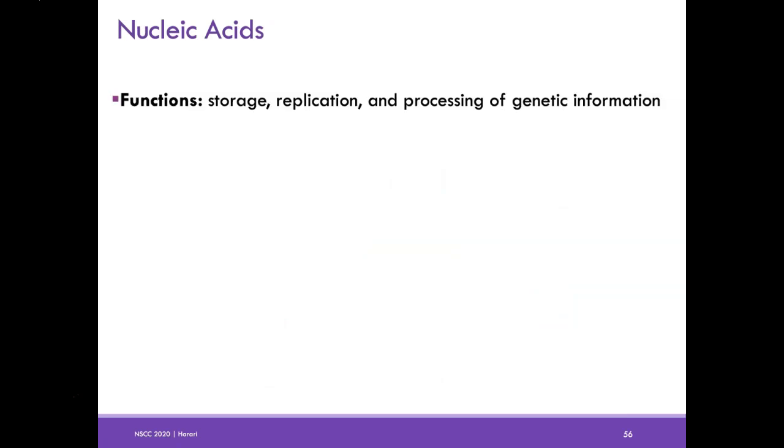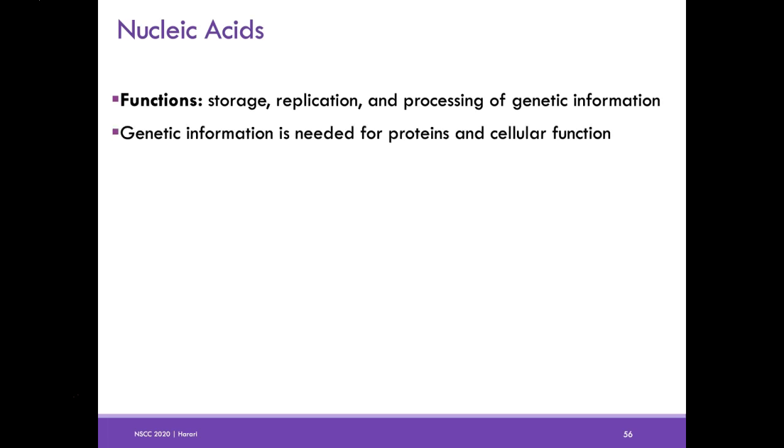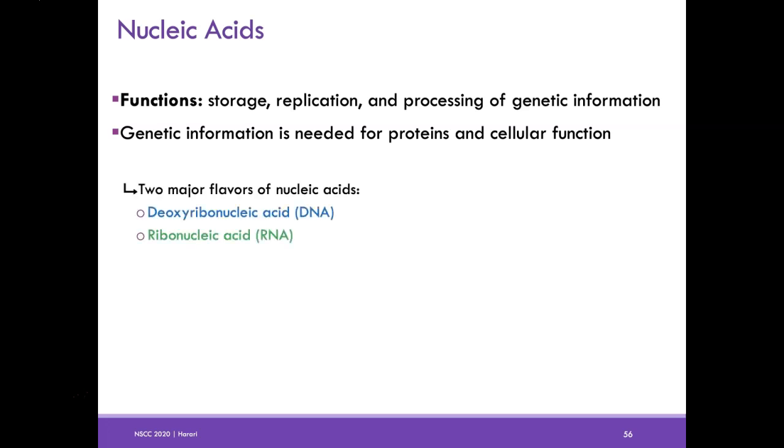The last category of biomolecules are nucleic acids. And nucleic acids are for storing, replicating, and processing genetic information. We need genetic information in order to make proteins. Right? We said proteins do the work of the cell. They can have structural functions or they could be enzymes. But the instructions for how to make proteins are contained in nucleic acids.